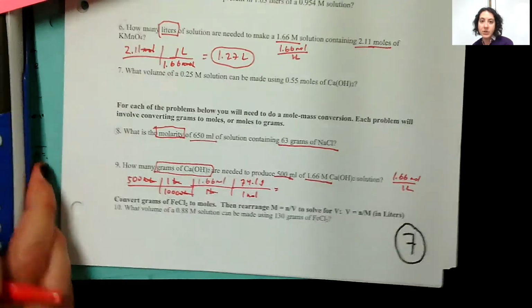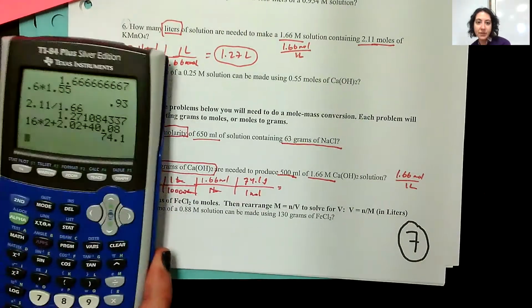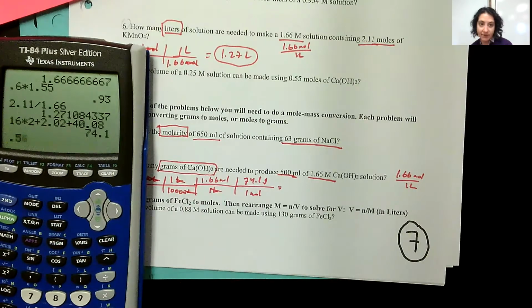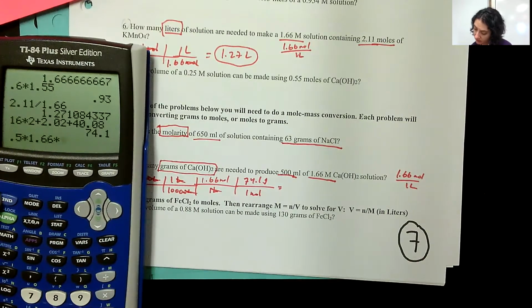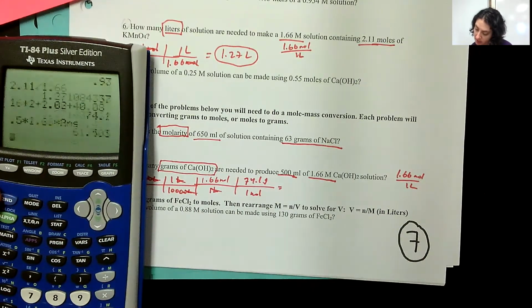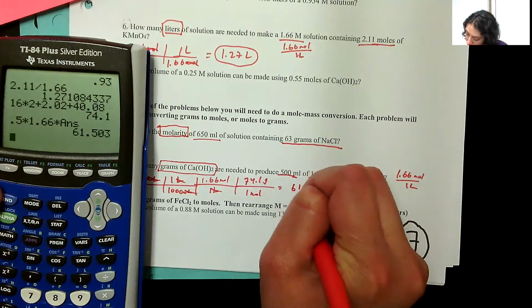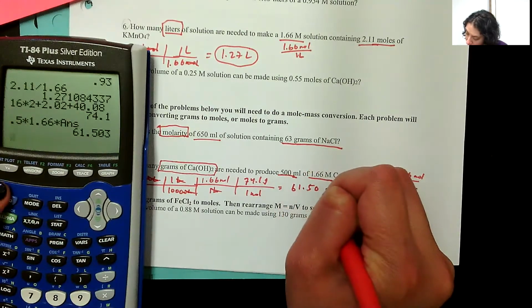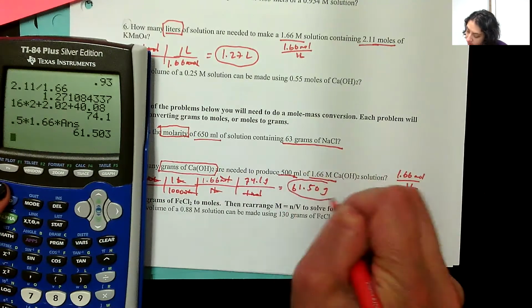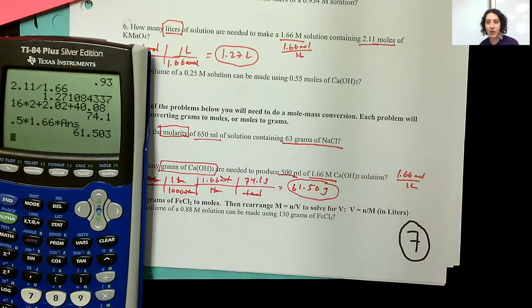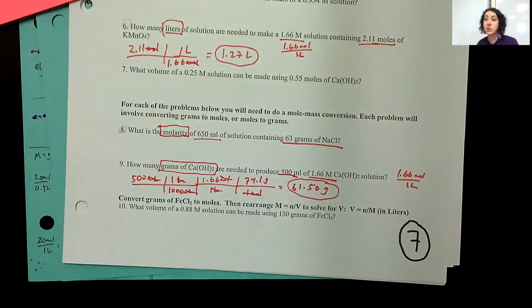Okay, so now we just do the math. So 500 divided by 1,000, I'm just going to say that's 0.5 because that's easy, times 1.66, times the 74.1 is 61.50. And that is going to be grams because those moles cancel out. That's our answer. Et voila. Pretty cool. Okay, there's lots of practice. This is going to take you some time to get used to, I think.